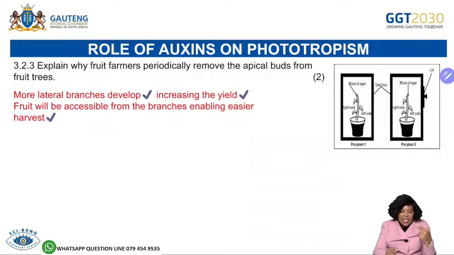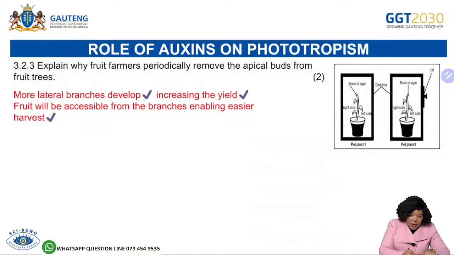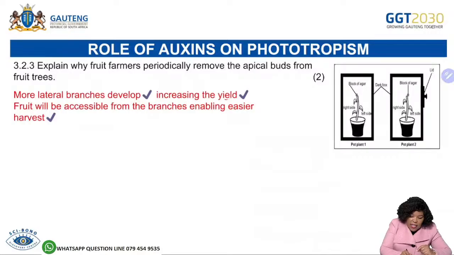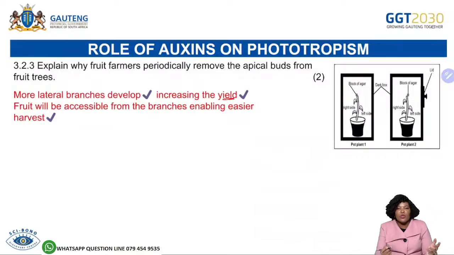We've learned that. You see, it is asked in a different way, but the background information you can apply is the same. More lateral branches are going to develop. Remember, we are eliminating the apical dominance of the auxins. We don't want our shoot to grow taller and taller, but we want to develop more lateral branches, which is going to increase yield. For the farmers, this is good news. If we have more lateral branches, we are going to have more fruits, which is more yield.